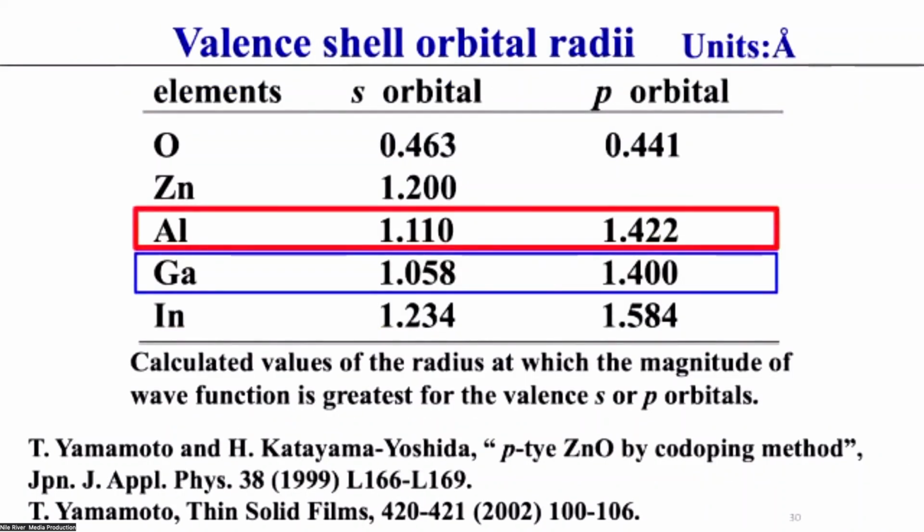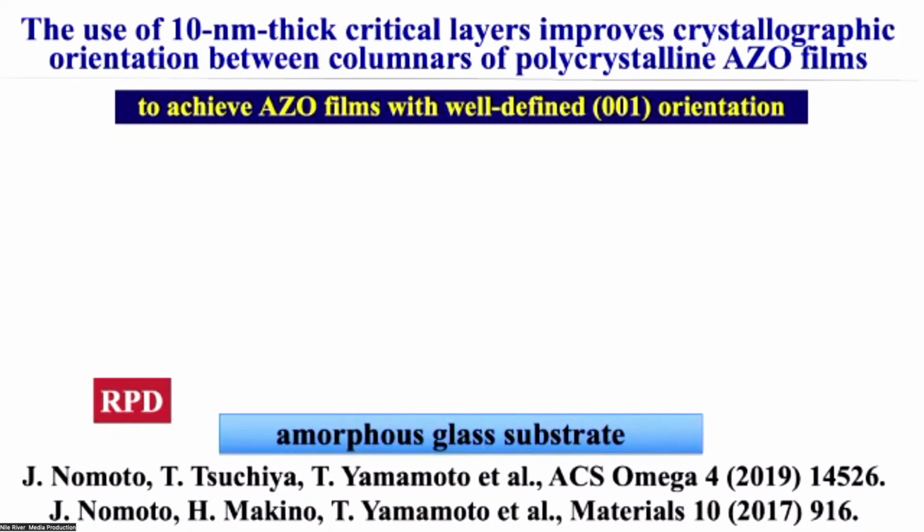And I added the valence shell orbital radius, s and p orbital. As you can see, aluminum elements show the long s and p orbital. Okay. And then in the aluminum-doped zinc oxide films, we will observe very high carrier transport. Okay. And then based on the calculated results using the ab initio electronic calculations, okay, our laboratory has been developing the multi-step deposition method.